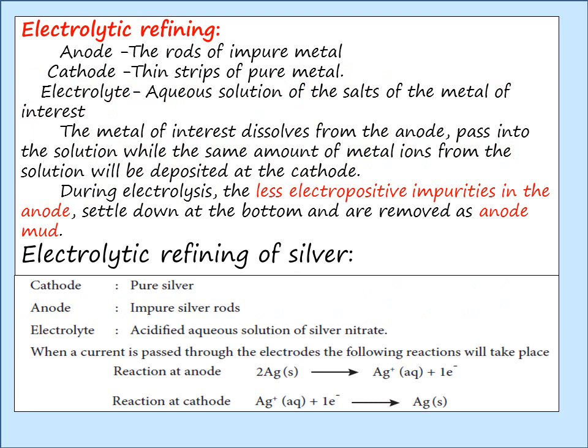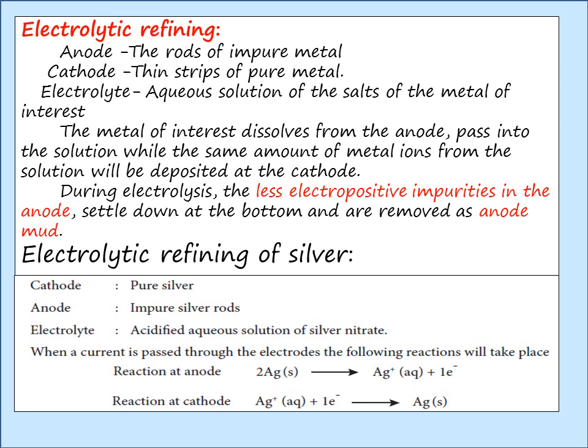In electrolytic refining, we take the impure metal as anode, the pure metal as cathode, and the electrolyte is an aqueous solution of the salt of the metal. When electricity is passed, pure metal goes from the anode and attaches to the cathode. The impurities will settle down as anode mud.